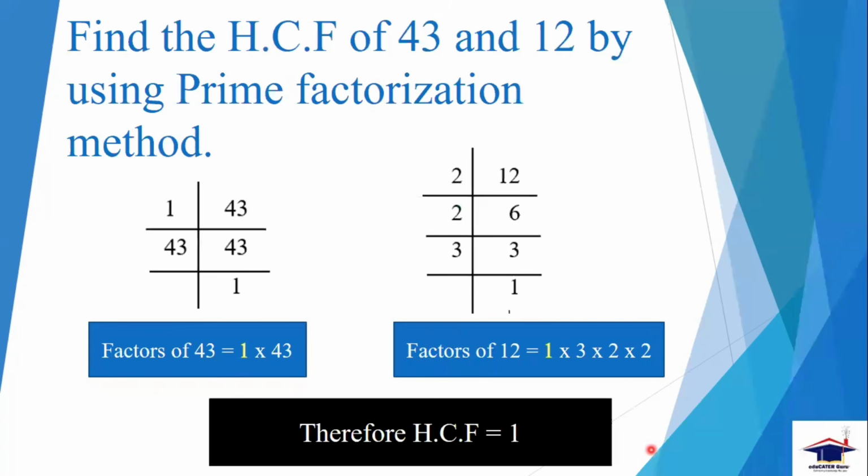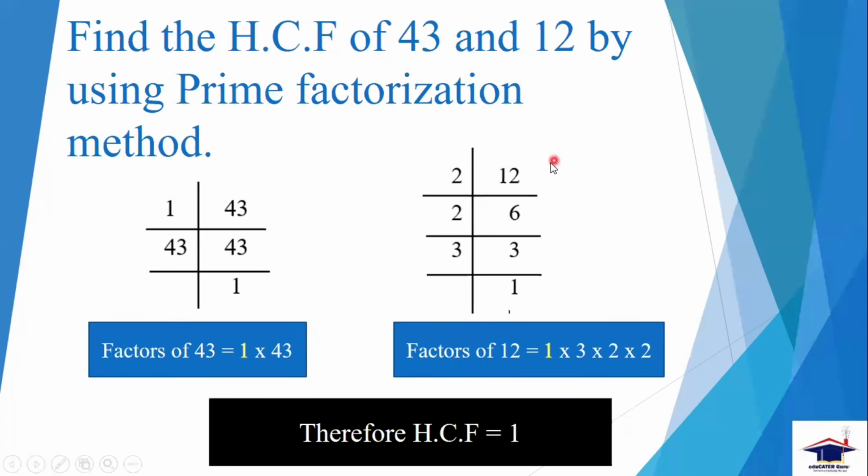Next, we'll take another example and find out the HCF of 43 and 12 by using the prime factorization method. So first, 43. It is a prime number, so it is divisible only by itself and 1. 43 ones are 43. Hence the factors are 43 and 1.